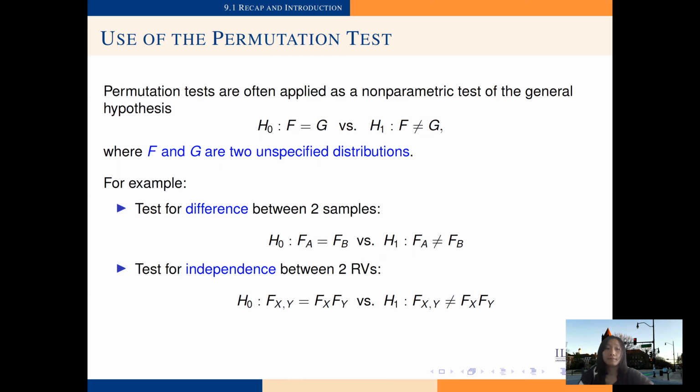We can also test for the independence between two random variables. Here, our null hypothesis can be that the joint distribution of x and y is equal to the product of their marginals, and the alternative is that this is not true. In this case, we are testing this null hypothesis, but we are not assuming fxy or fxfy follow specific forms. Later on, we will see examples and procedures for doing the hypothesis test.